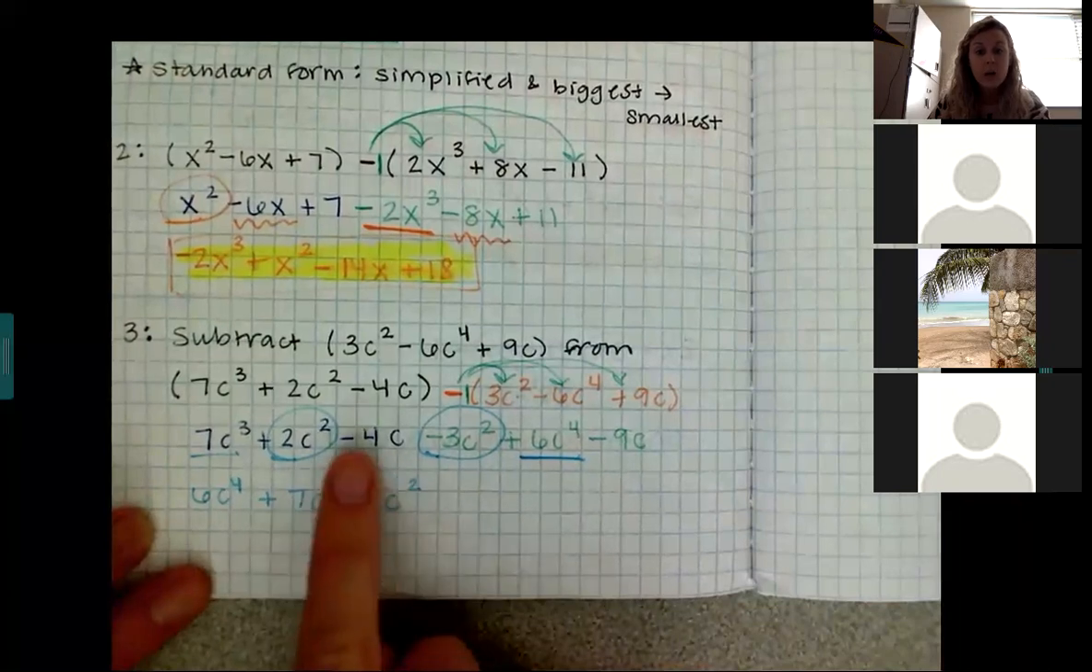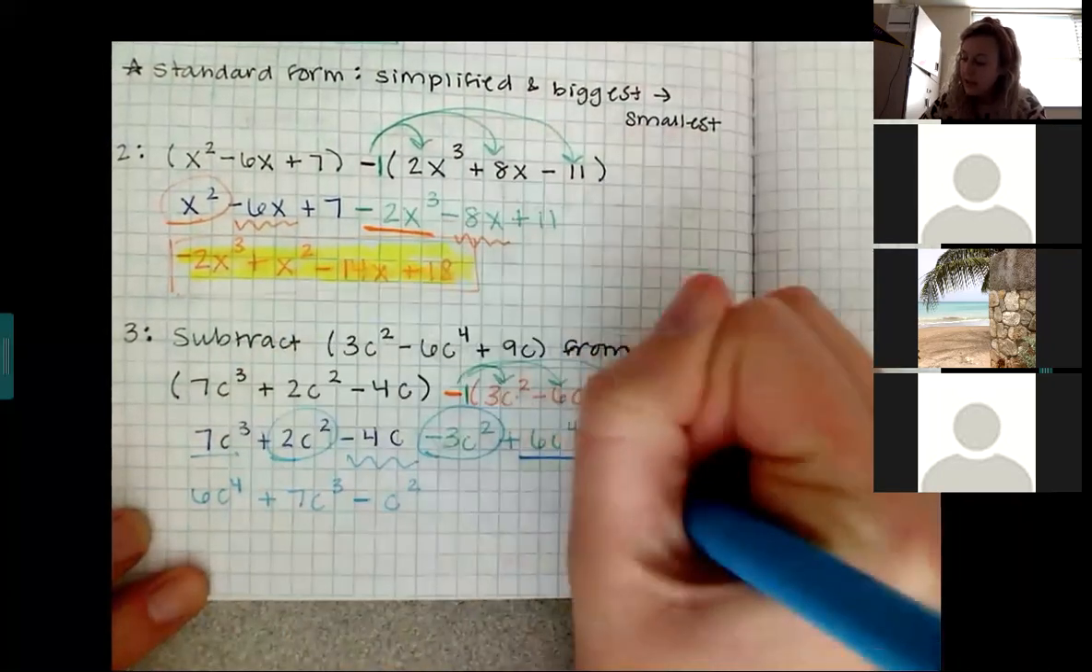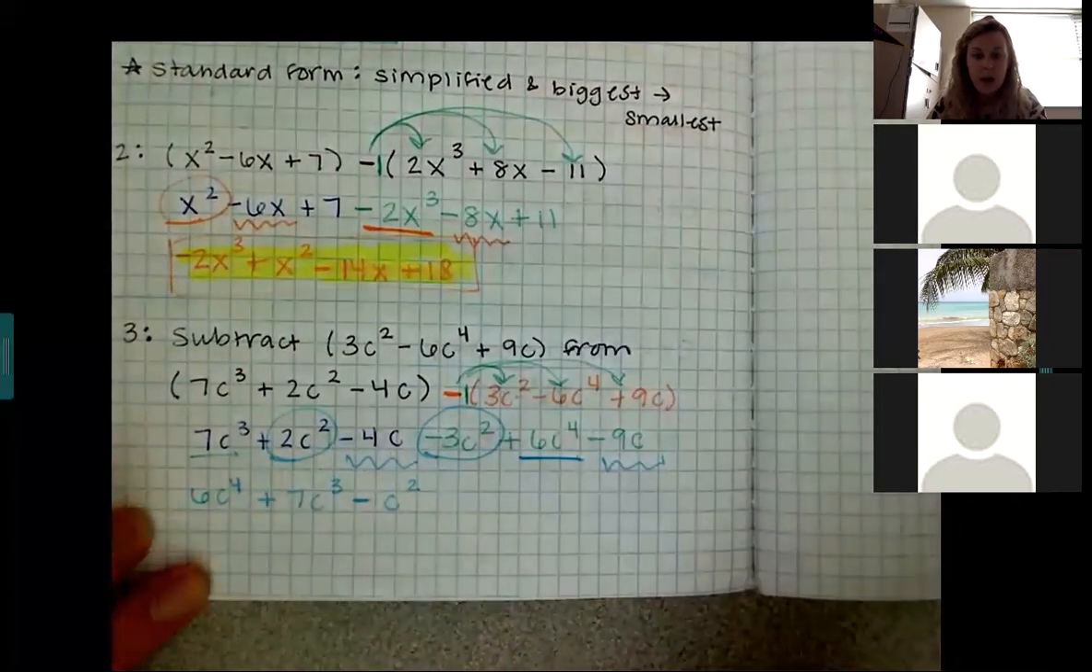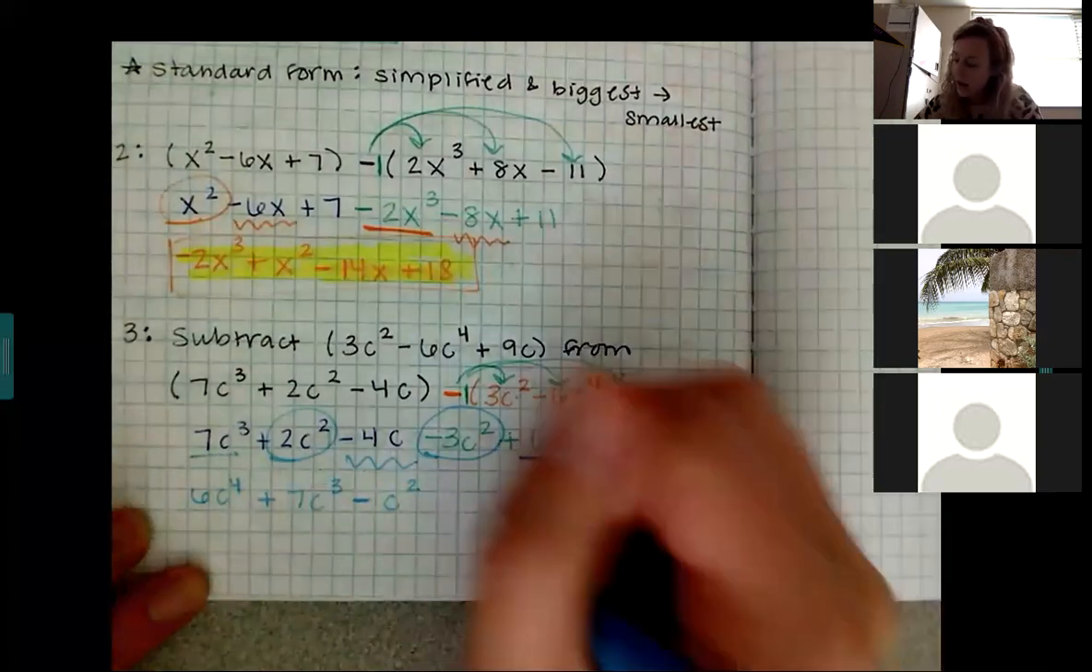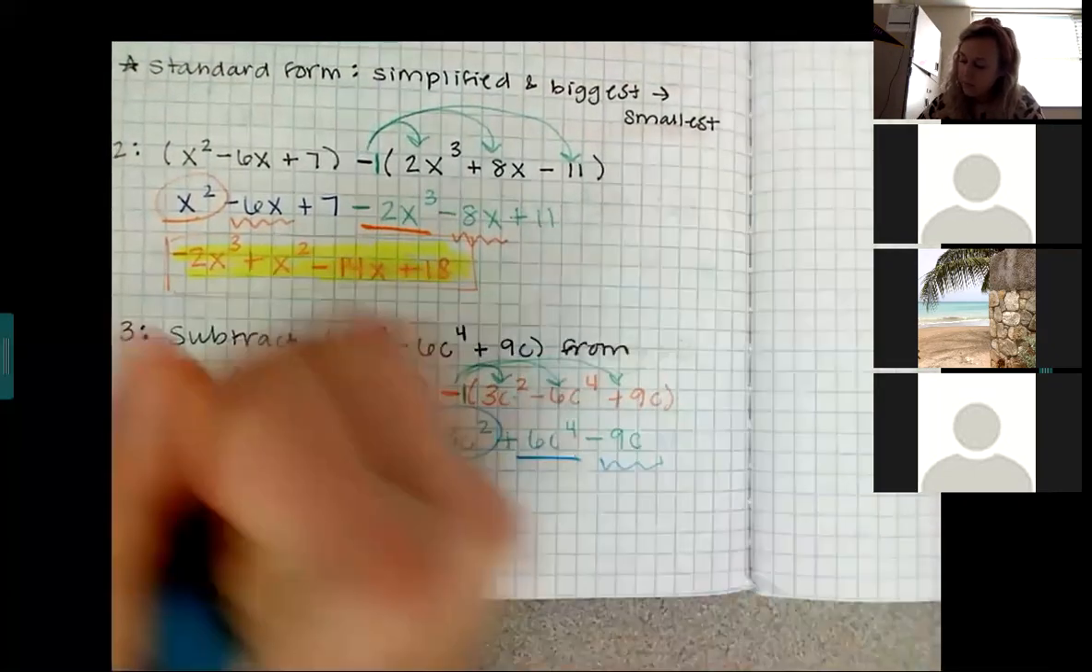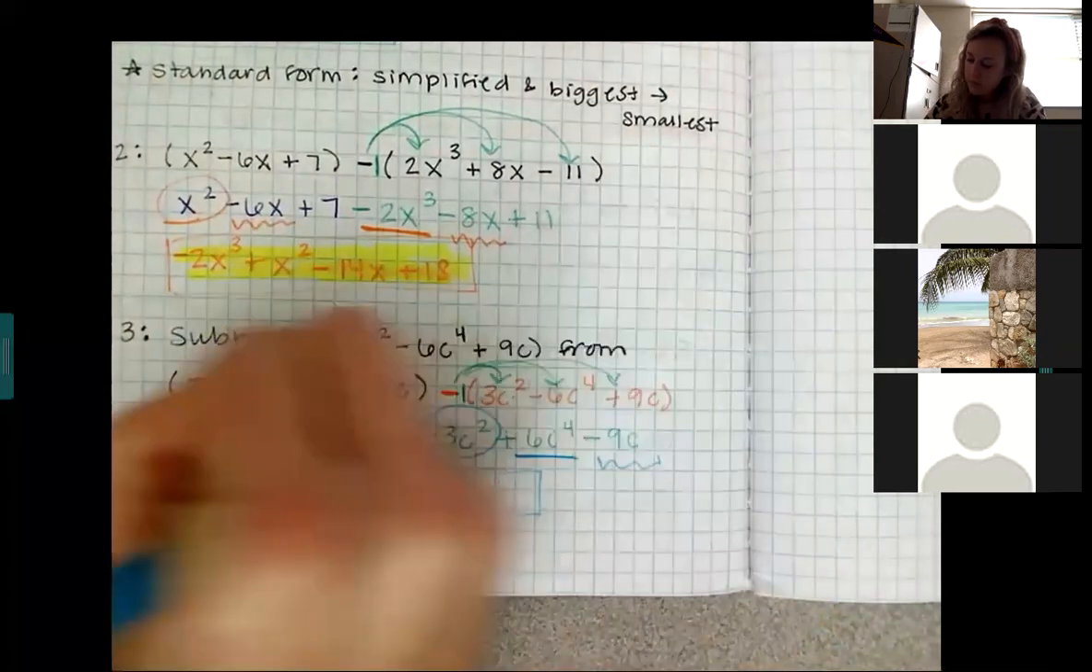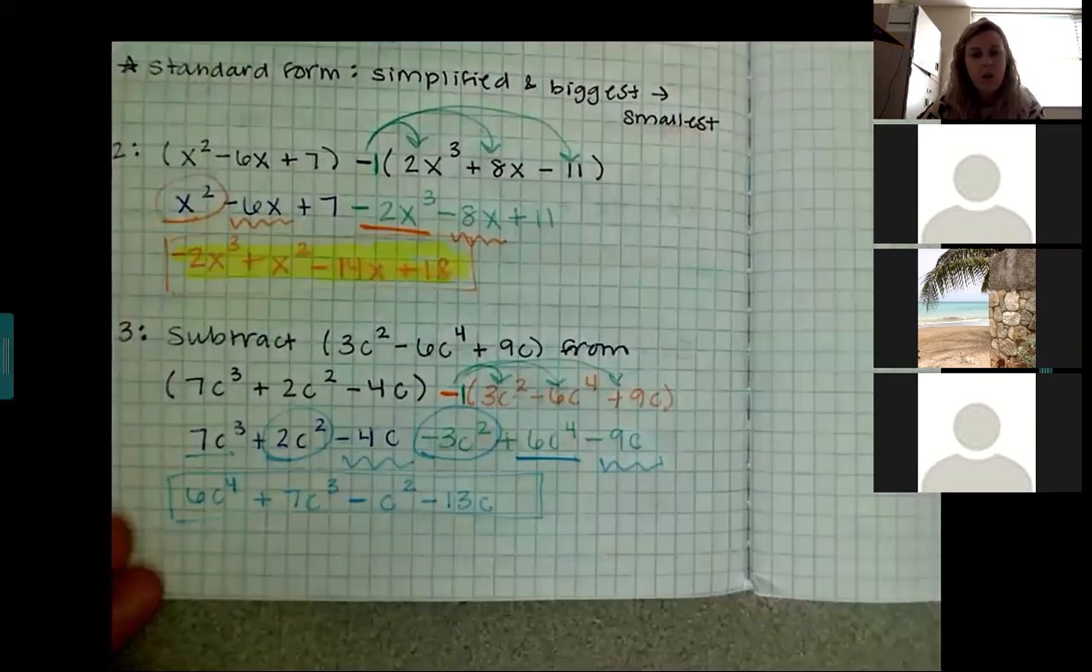And then last, we're going to have negative 4c and negative 9c, which is going to make what? Negative 13c. Excellent. Good job, y'all. Any questions on that one? No.